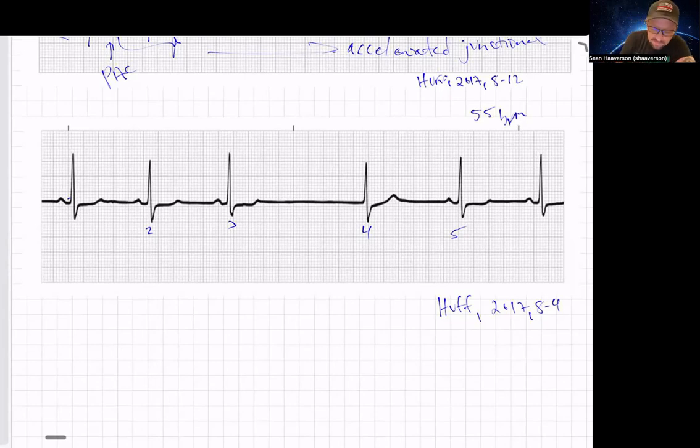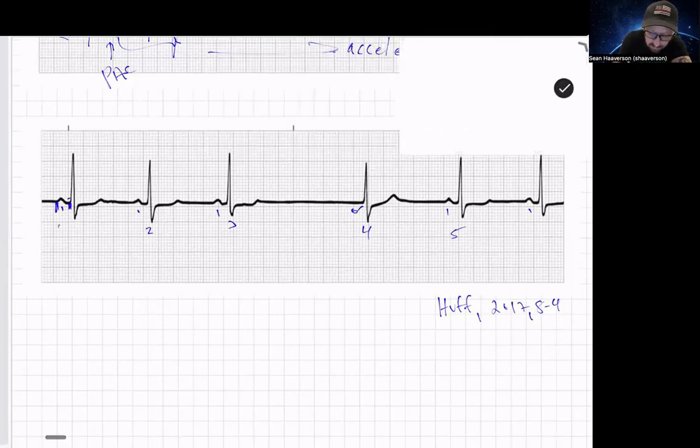Let's look at our P waves. Do we have a P wave for every QRS? Looks like P wave here, P wave here, P wave here. Got a bit of a pause, no P wave, P wave, P wave, okay. The PR interval, let's look at this complex here. The PR interval here is not that wide, it's going to be to about that point. Okay, so that looks like 0.16.